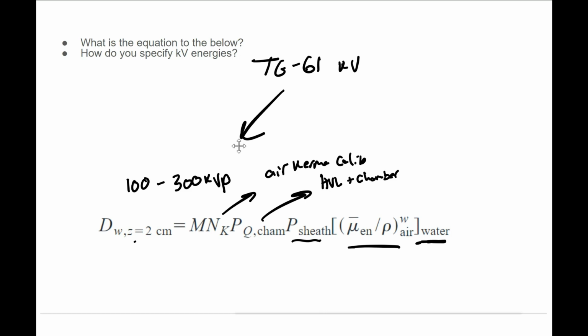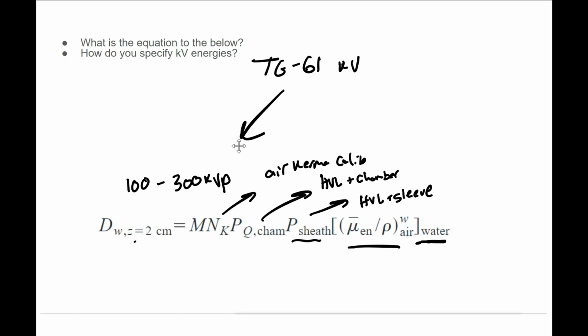Now, P sheath is perturbations due to a sleeve, and we've already talked about why that matters. You're going to use your half value layer and look up your sleeve type. And then we've already mentioned that we can use these attenuation coefficients rather than the stopping powers. So that's TG61 for 100 to 300 kVp beams.